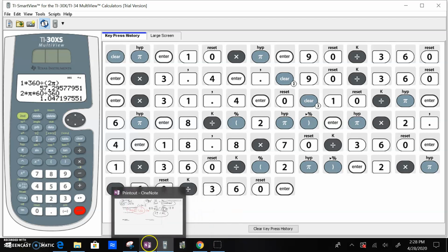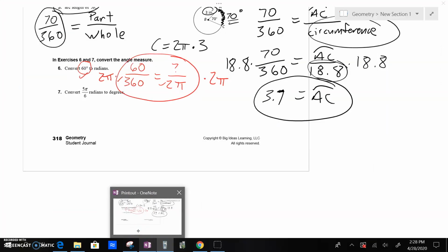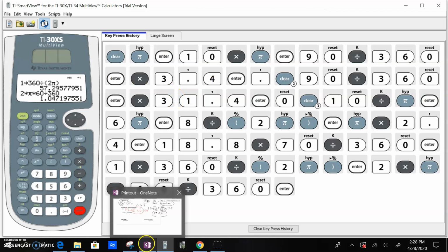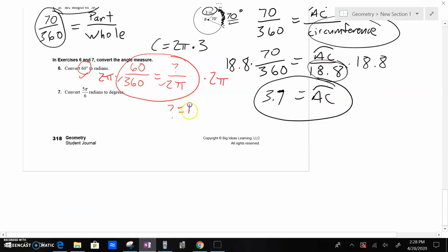I don't like to keep it to 0 because it's not exactly 1. So I know we usually go to the tenth, but let's say 1.05. So we'll say our question mark is 1.05 radians. And what I like about that is we're converting it into radians.